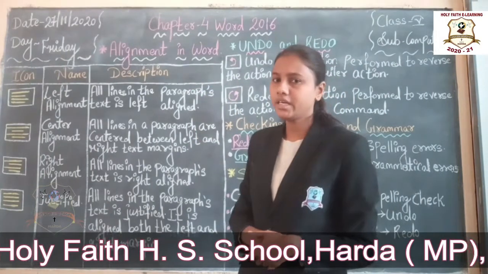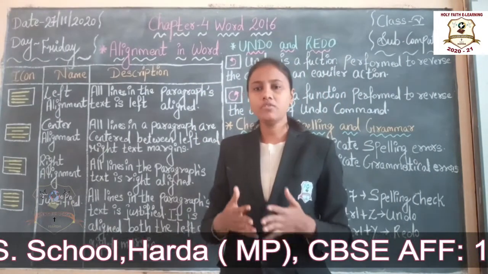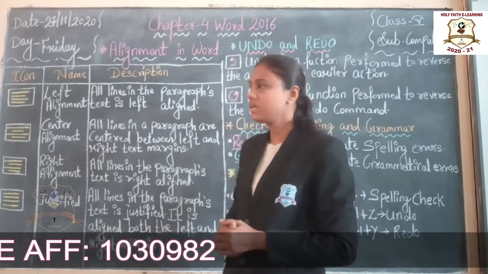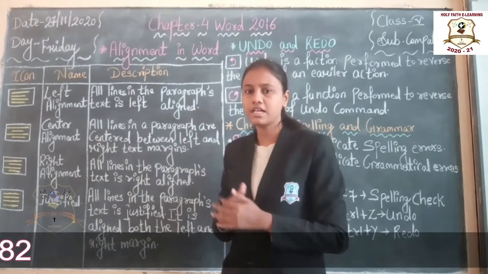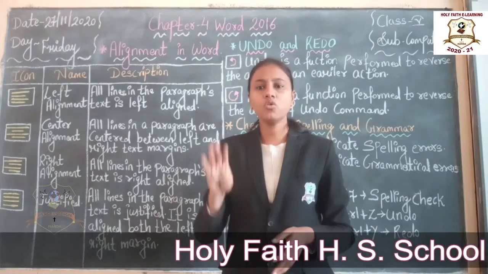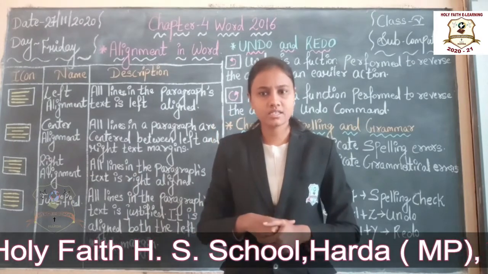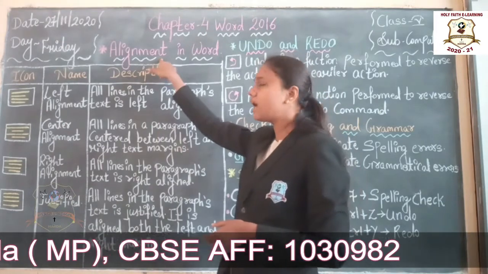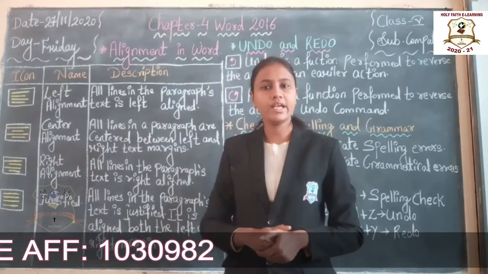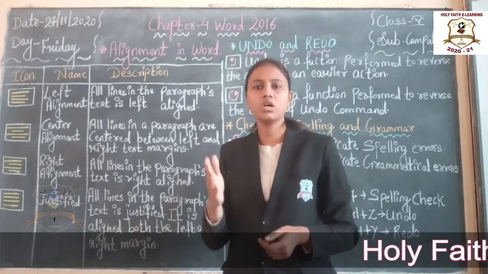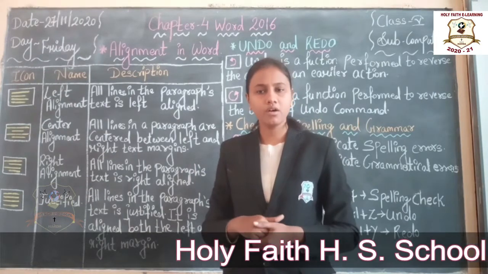What is alignment in Word? The arrangement of text relative to a margin is called alignment. There are 4 ways to align text. Where can you find alignment in your computer? You can find alignment on the Home tab in the paragraph group.